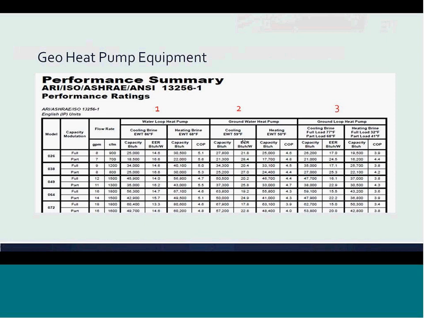Finally, I'd like to also mention that in addition to this standard for the water-to-air equipment, there is an ARI, ISO, ASHRAE, ANSI 13256-2 that provides standard testing conditions for water-to-water geo heat pumps.